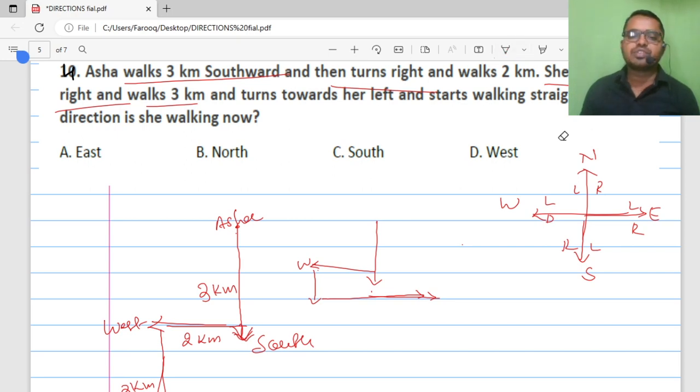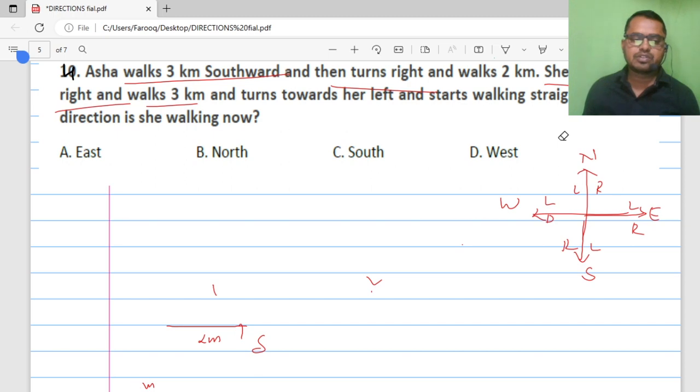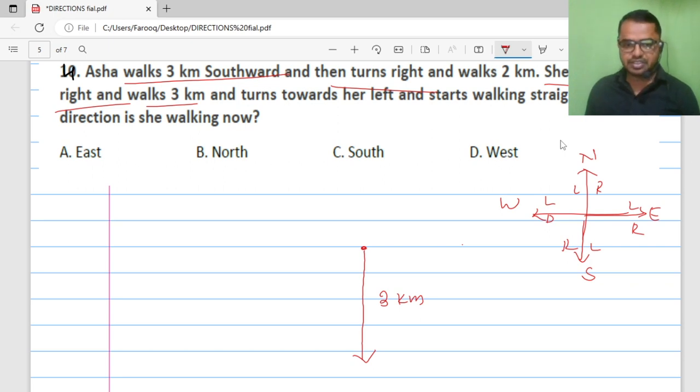Once again, I got confused here. Look, once again we will solve this problem. So Asha walks 3 km first, from here to here, in the south direction. Now she takes a turn. She then turns right and walks 2 km. Turn right means in this direction. Walk 2 km.